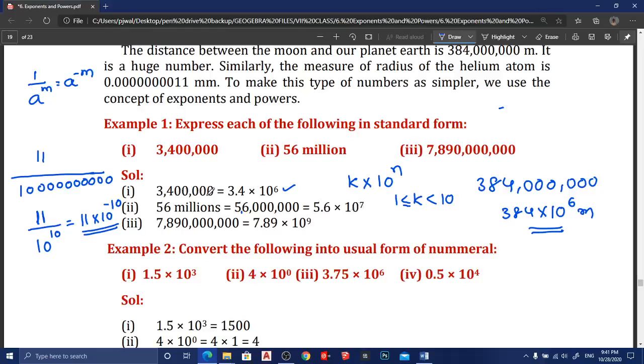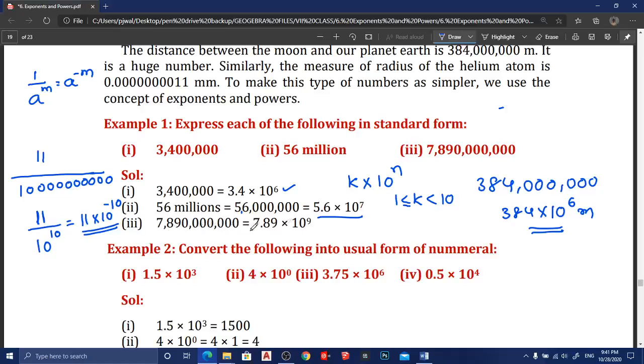In the earlier case, 6 digits were there after putting the point, so we wrote 10 to the power of 6. Here after putting the point, 7 digits are there. You have to write 7 as the power, 10 to the power of 7. Now this is the standard form of this 56 millions: 5.6 into 10 to the power of 7. Observe here, this 5.6 is also greater than 1 and less than 10, and this is having the power of positive number 10 to the power of 7.